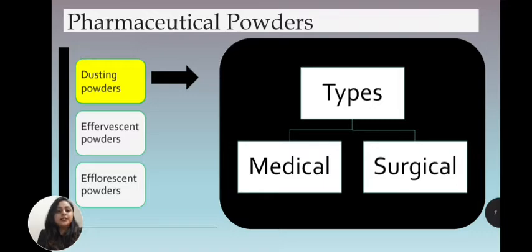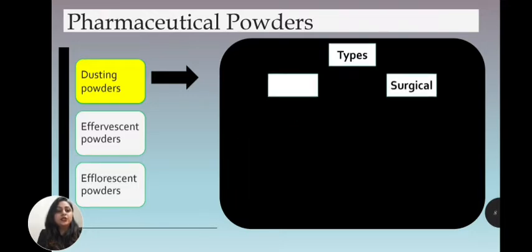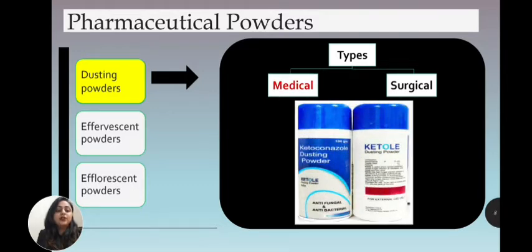There are two types of dusting powders, which include medical and surgical. The first one is medical dusting powder. They are generally applied superficially on the skin and are not applied on broken or open wounds. They need not be sterile, but they should be free from pathogens, and they contain antibacterial and antifungal agents.